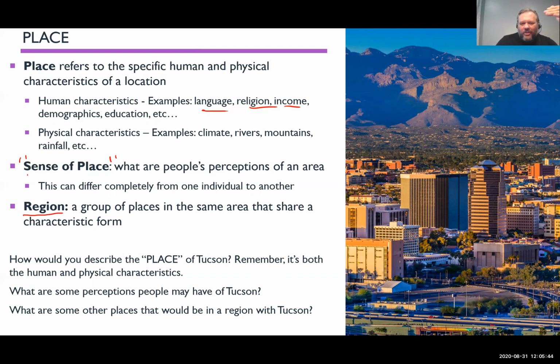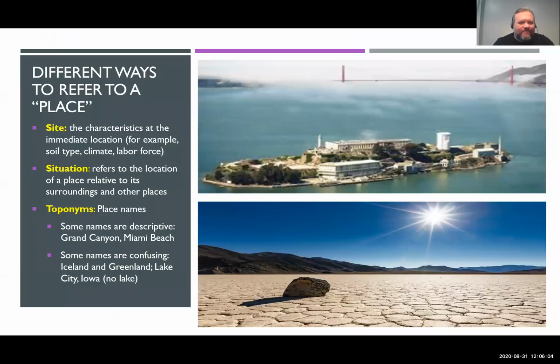A region is simply a group of places in the same area that share some type of characteristics. And so characteristics might be language, could be type of government, could be a lot of different things. And we'll talk about the different types of regions. So take a second and see how you would answer these things.